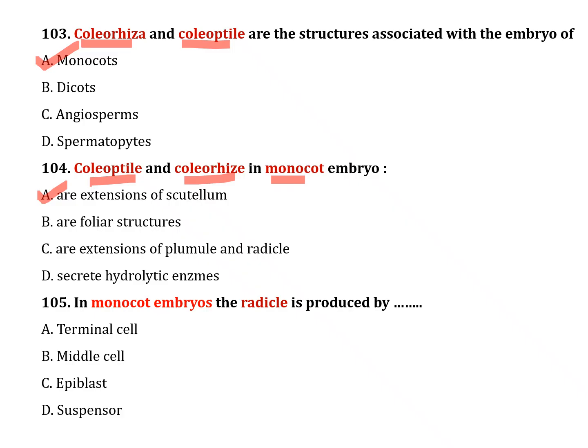The next question number 105. In monocot embryo, the radicle is produced by option A terminal cell, option B middle cell, option C epiblast, option D suspensor. Correct answer is option B middle cell. It is most important. The radicle is produced by middle cells.